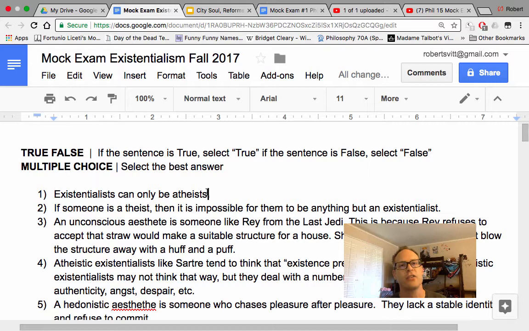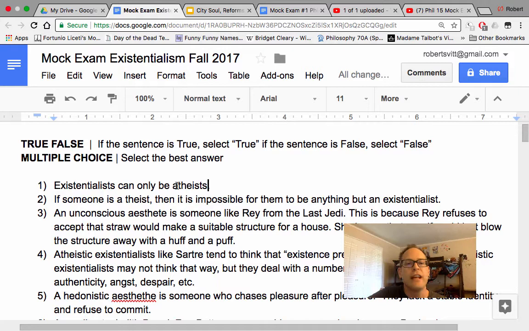Now, if you don't know what an atheist is and you don't know what a theist is, it's going to be hard to answer that question. So go back into your notes, look it up, and find out for sure. Knowing the answer alone doesn't help you. You have to understand why the answer is true or false.